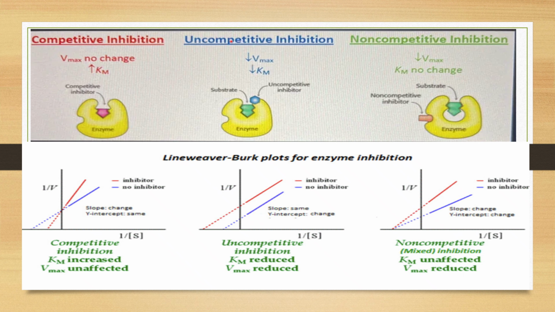In uncompetitive inhibition, the uncompetitive inhibitor binds only to the enzyme-substrate complex, leading to the inactivation of the enzyme. During uncompetitive inhibition, Vmax and Km are both reduced. This is a Lineweaver-Burk plot for competitive inhibition, uncompetitive inhibition and non-competitive inhibition. It is just showing a comparative study of all the three inhibitions.